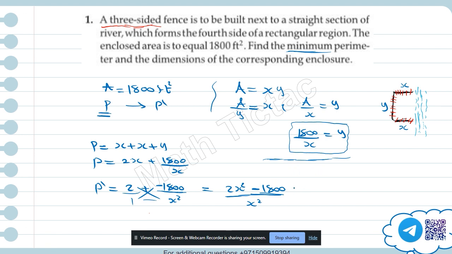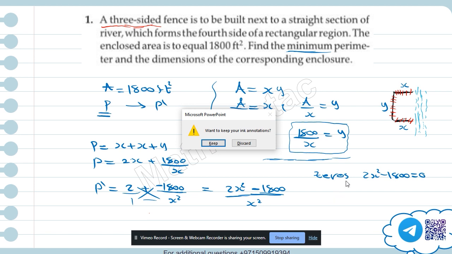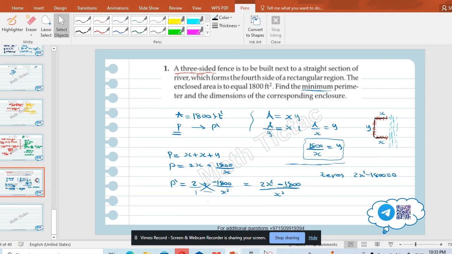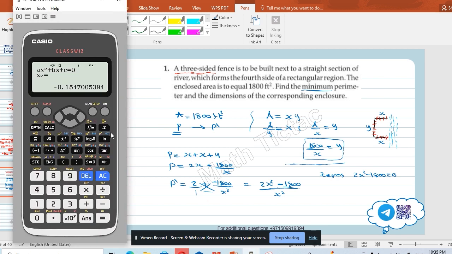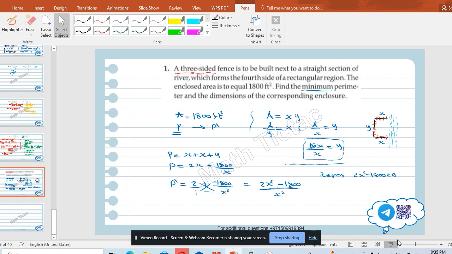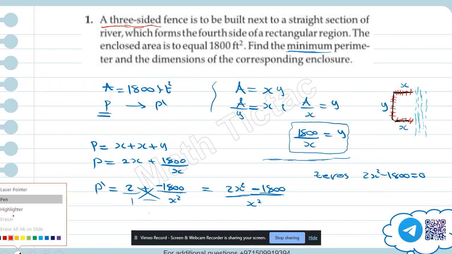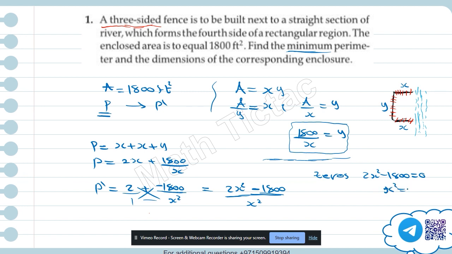So we need to find the derivative, then after that I'll find the zeros and the undefined values, all of these things. So zeros: in here I will take 2x squared minus 1800 and make it equal to 0, and let's see what our answer is. Using my calculator, I need to change the pen to a blue one again. So this is going to be x squared equal to 1800 divided by 2, which is equal to 900.